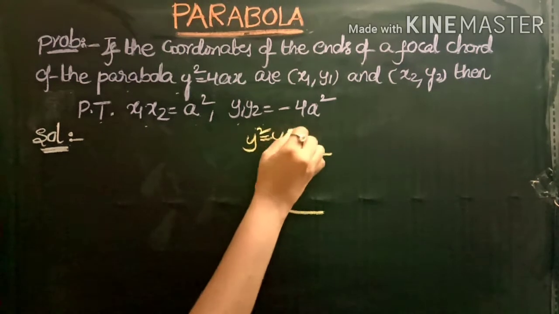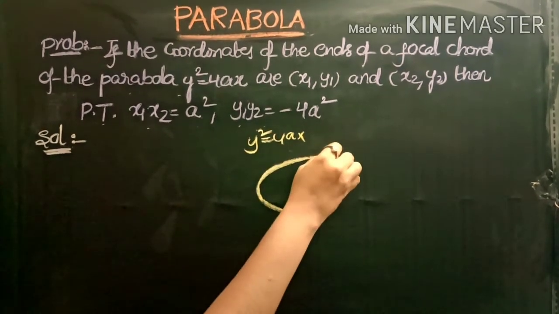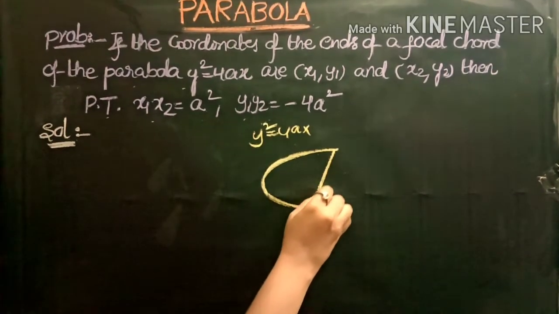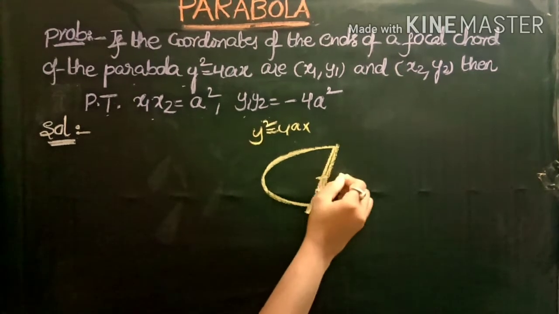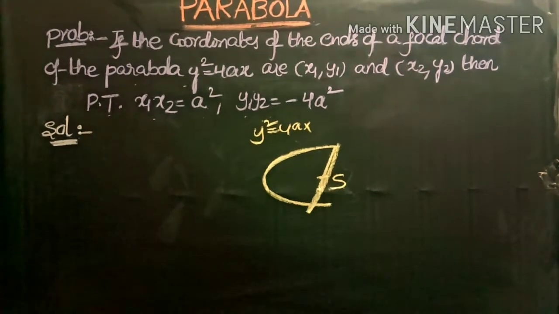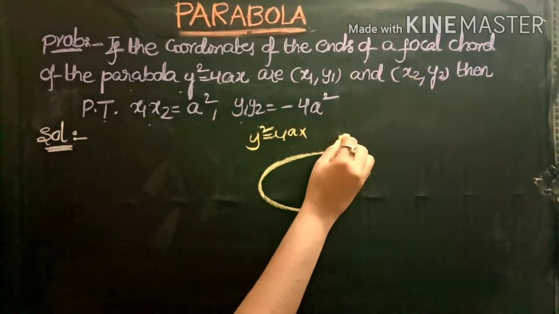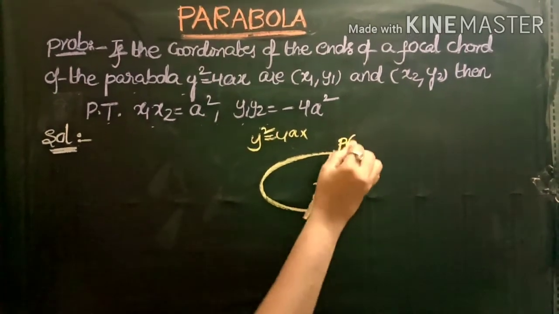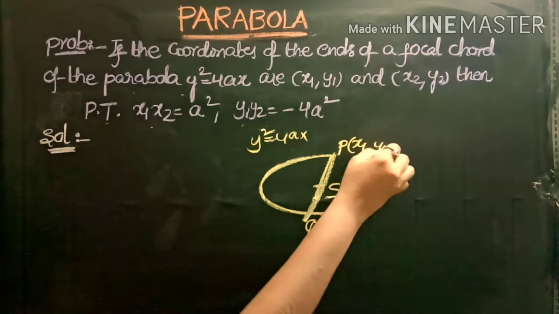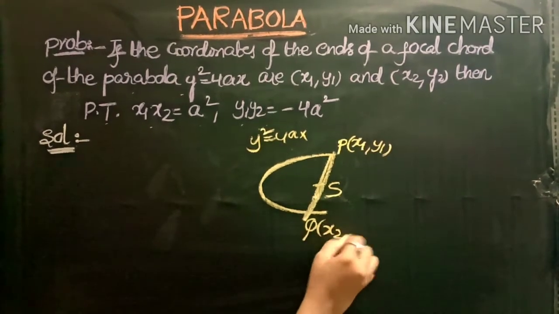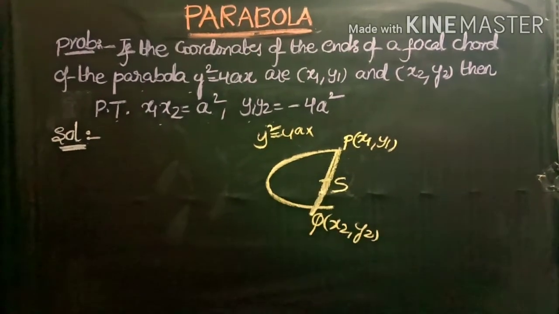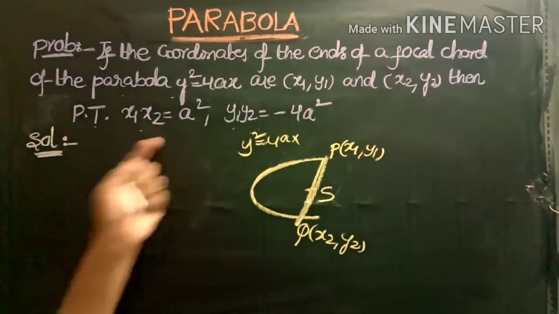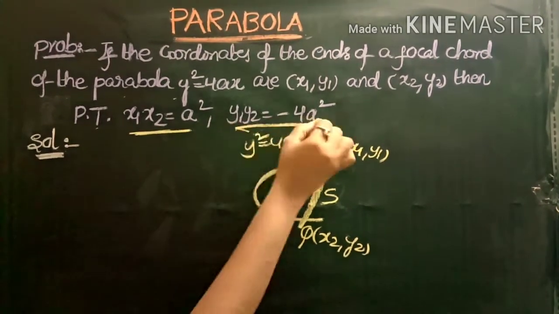Now this is the focal chord of the parabola. Focal chord means the chord which passes through the focus, and the endpoints of the focal chord are given as x1, y1 and x2, y2. Now this is the given data. We want to show that x1 into x2 is equal to a square and y1 into y2 is equal to minus 4a square.